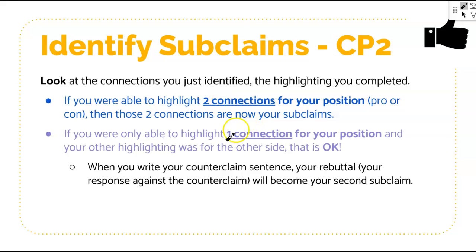However, some people might have only found one connection. Maybe you had three pieces of evidence that supported your argument, but they were all about the same idea, and then your other three pieces were all on your counterclaim side. That's fine. If you were only able to find one reason that supported your position, that's okay. Later, whenever you write your counterclaim sentence, your rebuttal is going to become your second subclaim. We will talk more about that later.